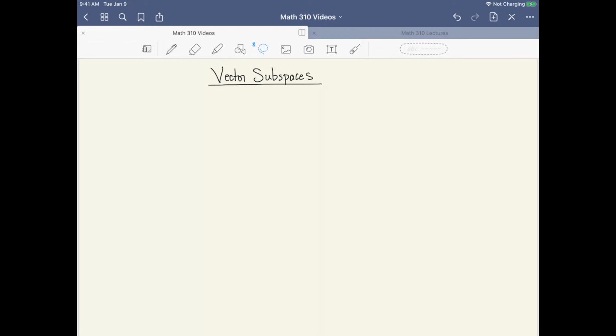In many applications of linear algebra, it is important to talk about subsets of a vector space that are themselves vector spaces too. These are called vector subspaces, and they are the subject of this lecture. So let me write down the definition.